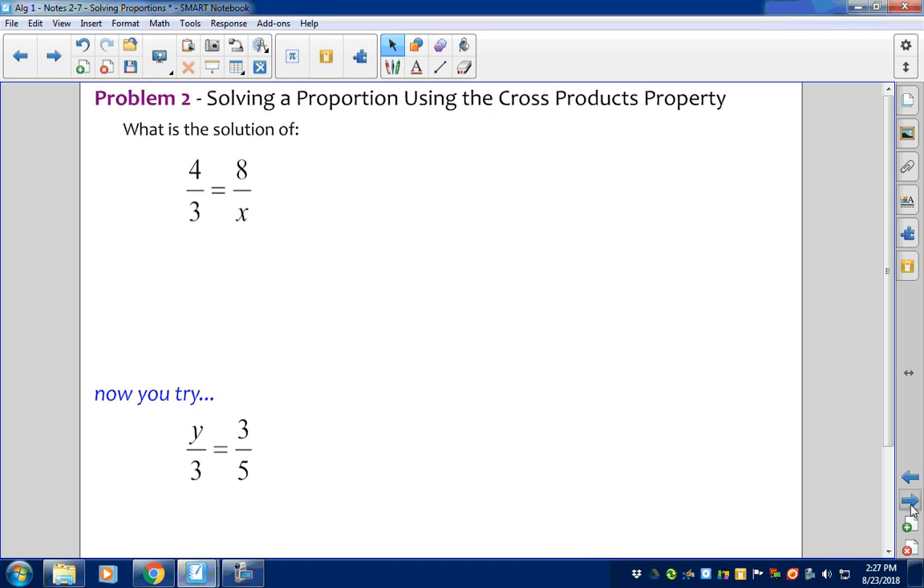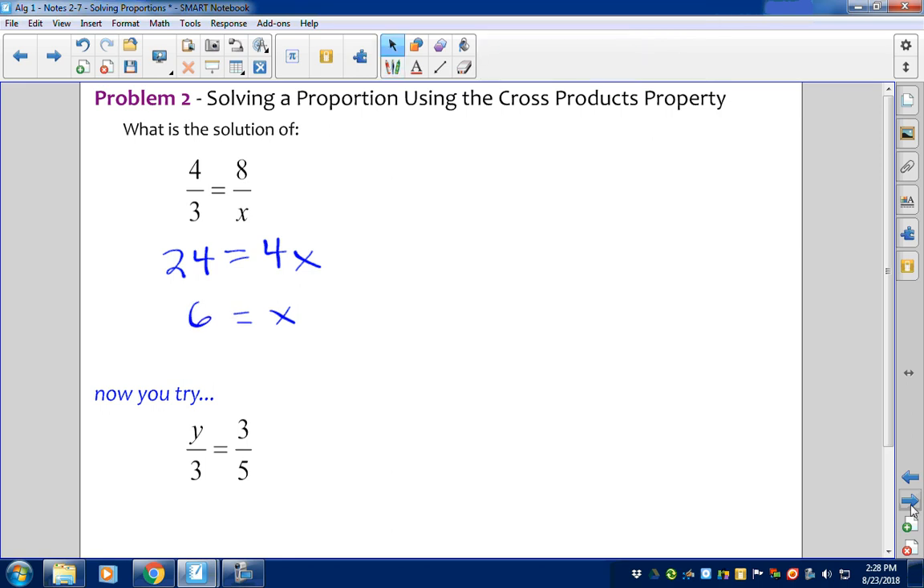All right. So let's try this one. This one's got a little different spot here. So we've got 3 times 8 is 24 equals 4x. Here's what I would show on yours: the cross product, and then one more step, the answer. Divide by 4, divide by 4, what does x equal? That's 6.